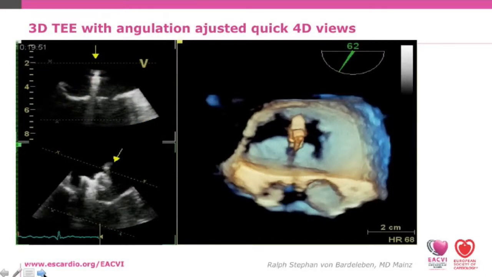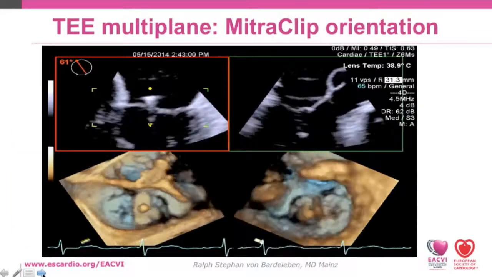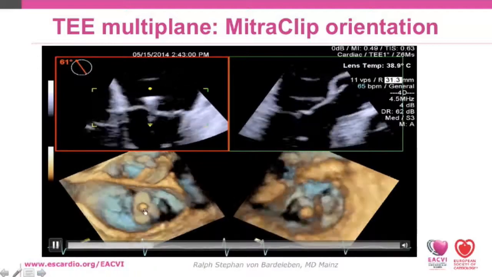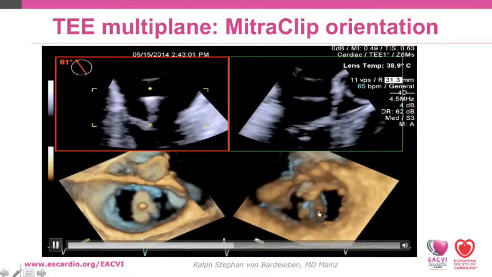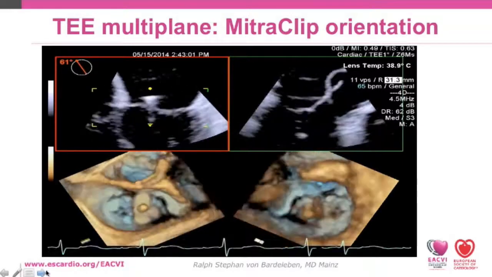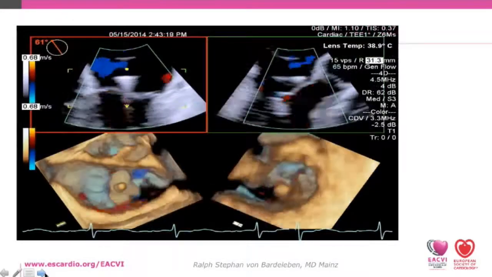And you see we nicely align the clip. We see the clip arms just by aligning these laser lines through the clip system. We can look on the clip getting through the valve from the left atrium, and we see the clip here through the leaflets from the left ventricle, and can nicely align this.